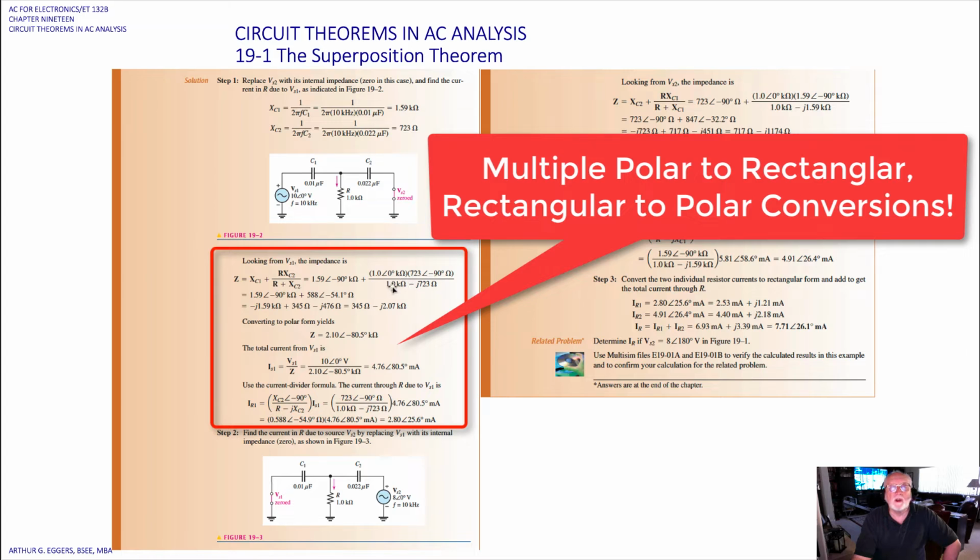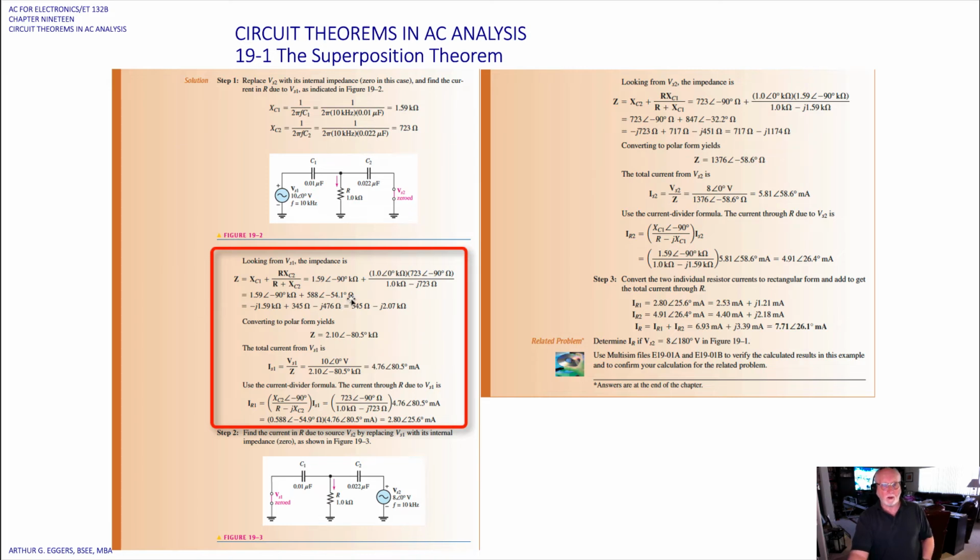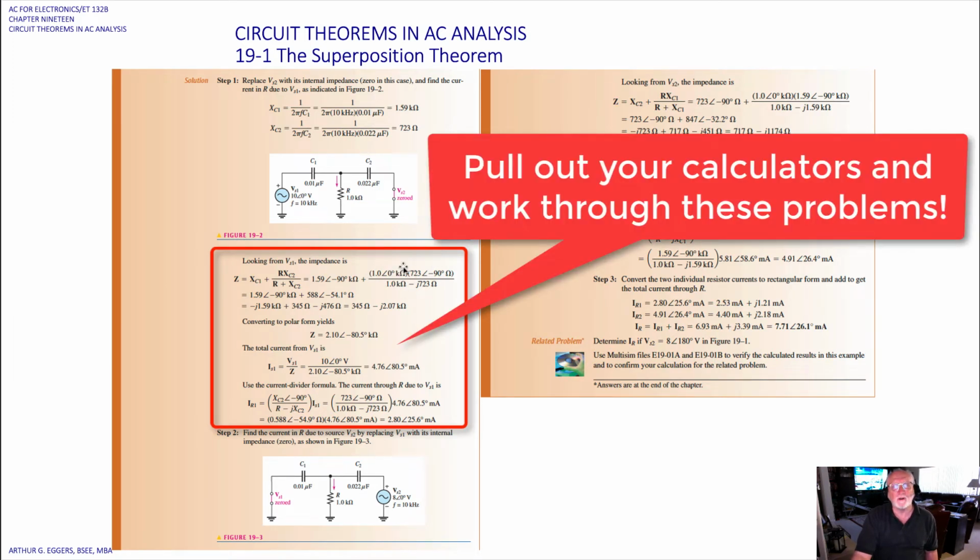So when you convert the denominator into a polar relationship, then we can treat the numerator accordingly as we've seen before and learned before. Now we have 1.59 at an angle of minus 90 degrees k ohms for X sub C1 and 588 at an angle of minus 54.1 degrees in ohms. So if it's not apparent, you need to go back and brush up on your fundamentals of how to deal with this quotient with polar and rectangular relationships to come up with the polar value.